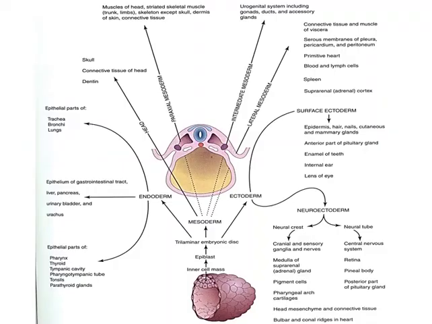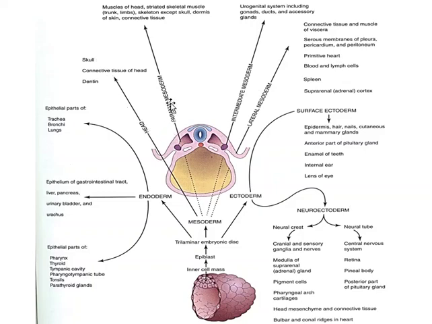Again, this diagram shows the derivatives of all germ layers, starting from the blastocyst. The inner cell mass gives the epiblast. From the epiblast we have the three embryonic layers: mesoderm, ectoderm, and endoderm. The mesoderm in the head contributes to the dentine and connective tissue of the head and parts of the skull.